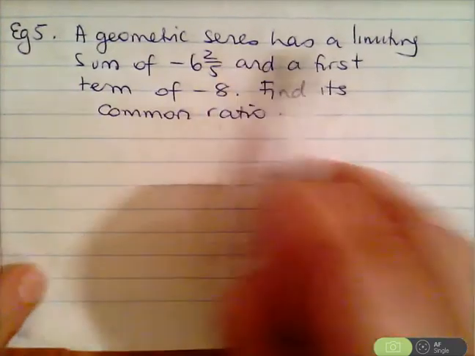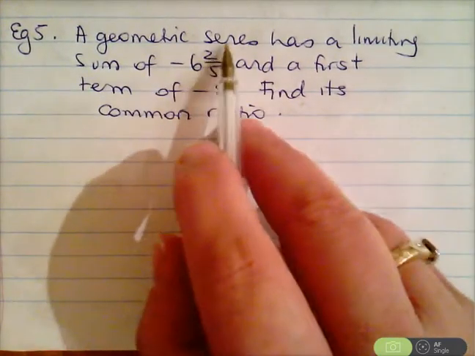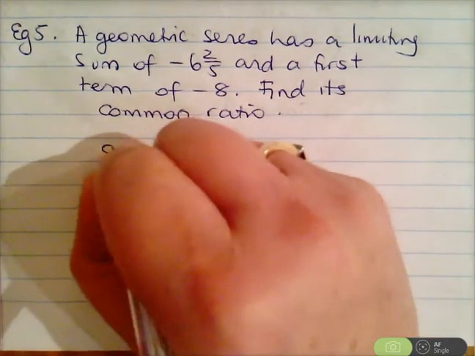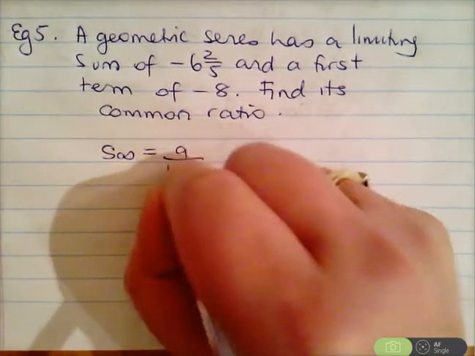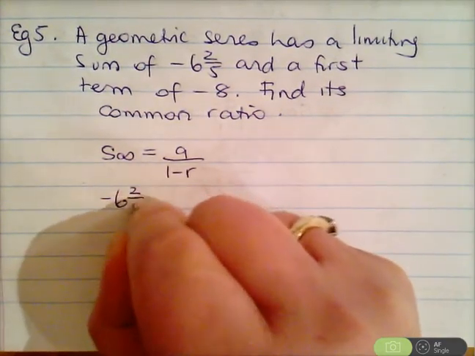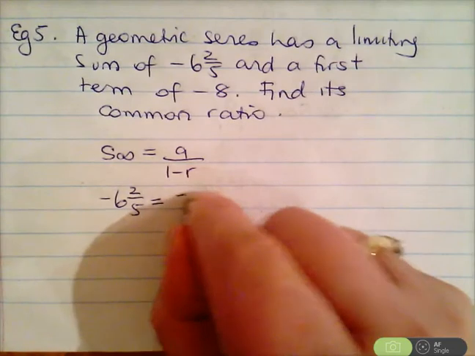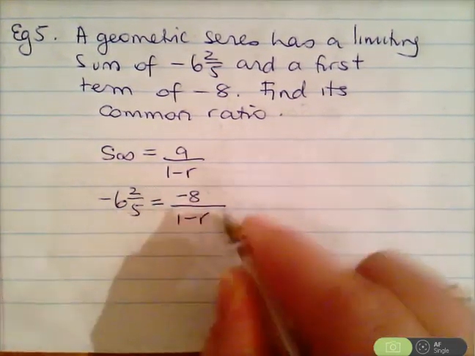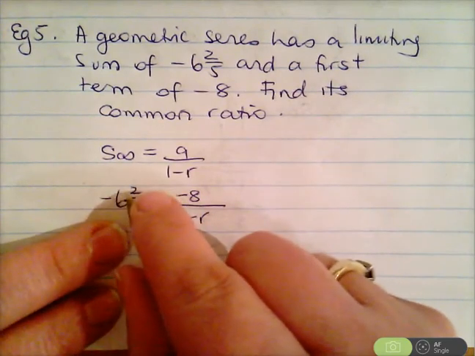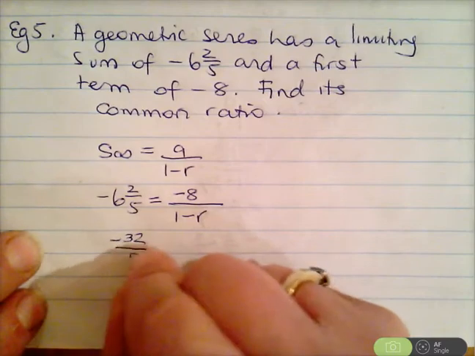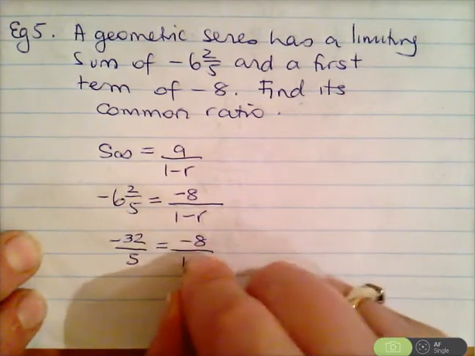Examples. Now, a geometric series has a limiting sum of negative 6 2/5 and a first term of negative 8. Find its common ratio. So sum to infinity is a over 1 minus r. So the limiting sum is negative 6 2/5. The first term is negative 8, so that's negative 8 over 1 minus r. Now, changing this to an improper fraction, we've got negative 32 over 5 equals negative 8 over 1 minus r.